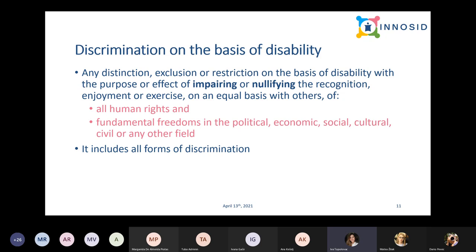What you probably don't know, maybe you know what it's about, is denial of reasonable accommodation. This is related to the employer-employee relationship, and it means that employers shall take appropriate measures where needed to enable a person with a disability to have access to, participate, or advance in employment. So it's related to employment. We will later be talking about the employment of people with disabilities.